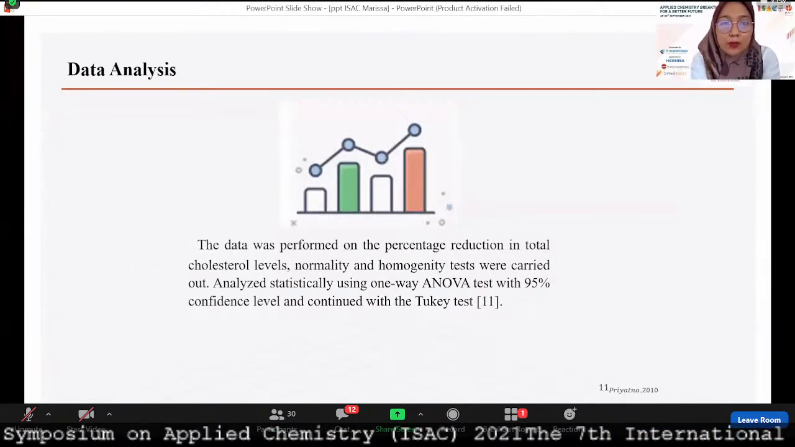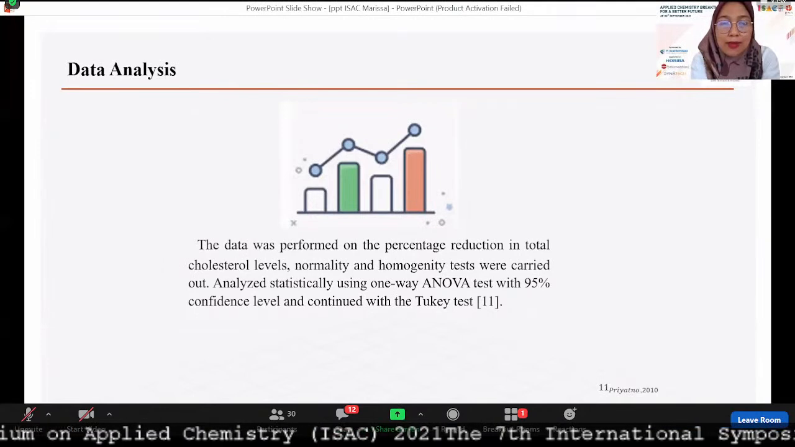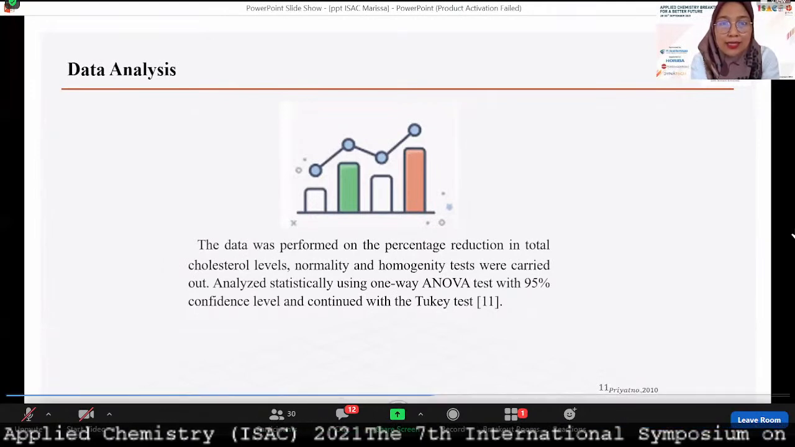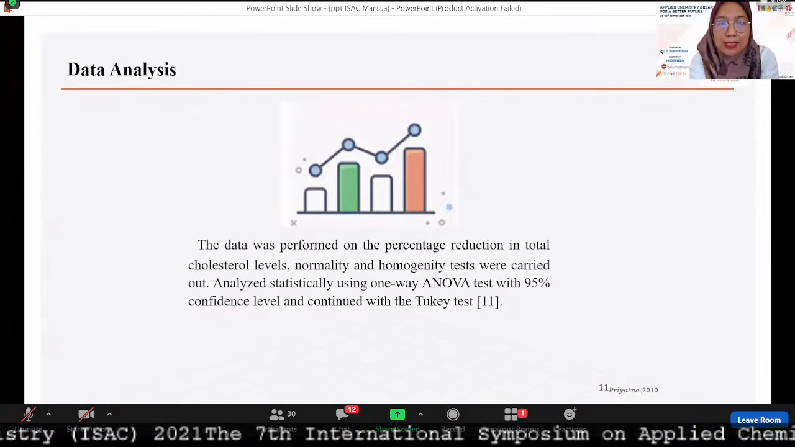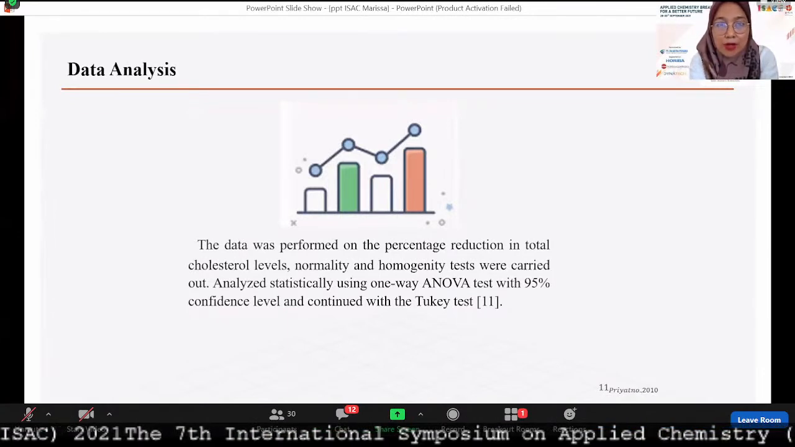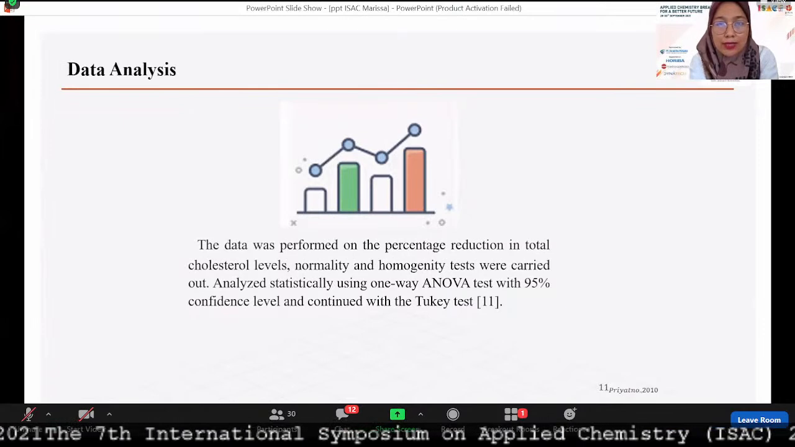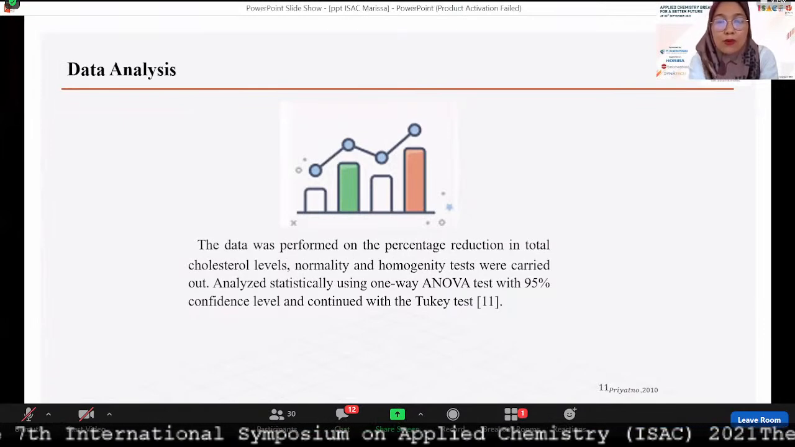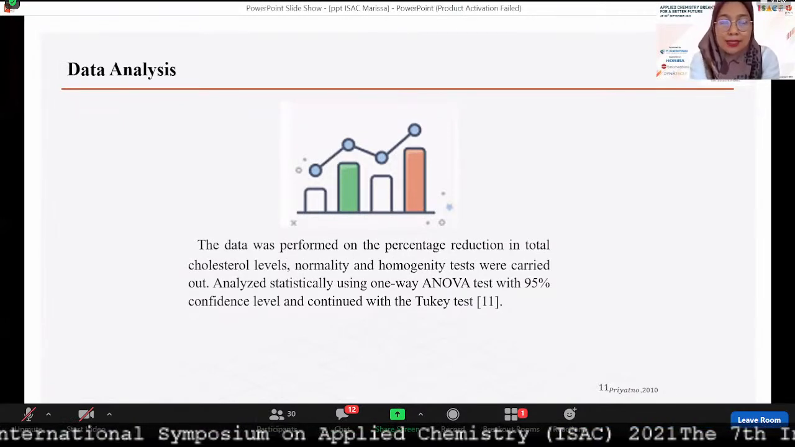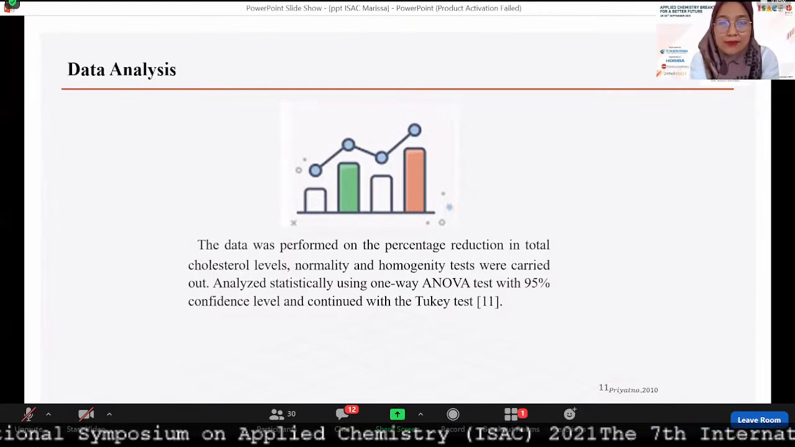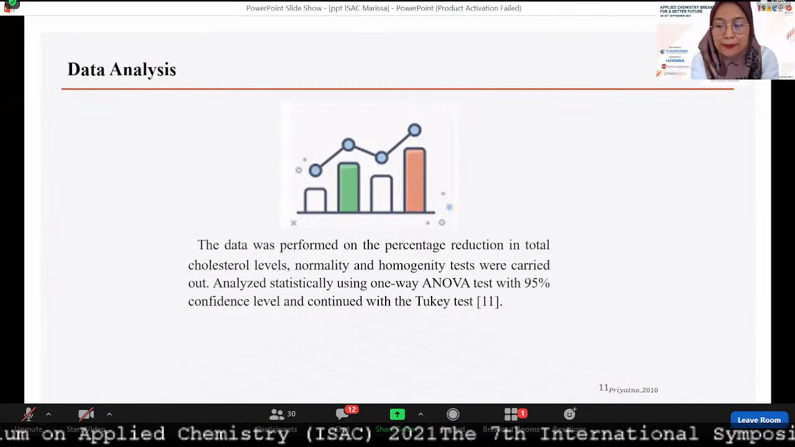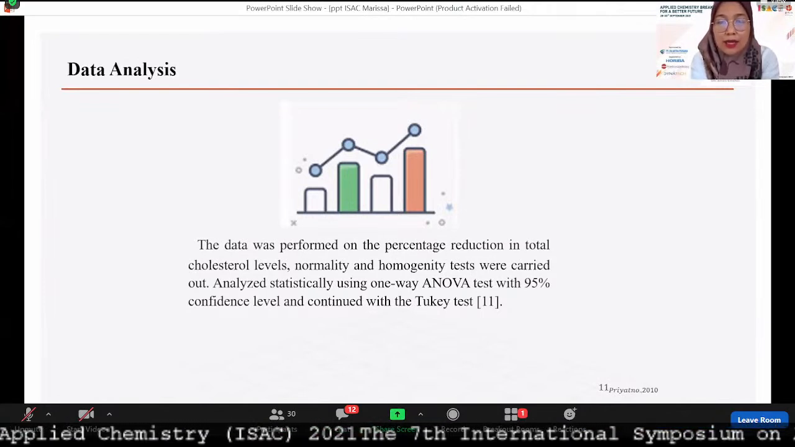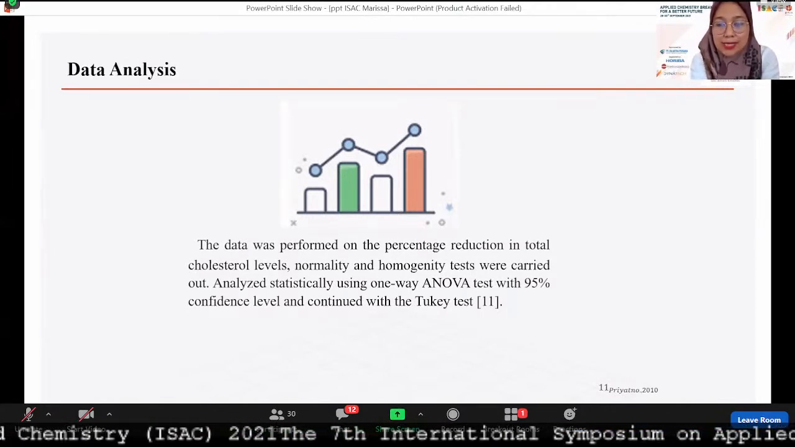The data that we got, we analyze based on the percentage of reduction in total cholesterol level. We do the normality and homogeneity test before we calculate it using one-way ANOVA. The significant confidence level in this research, we use 98%. Sorry, 95%.